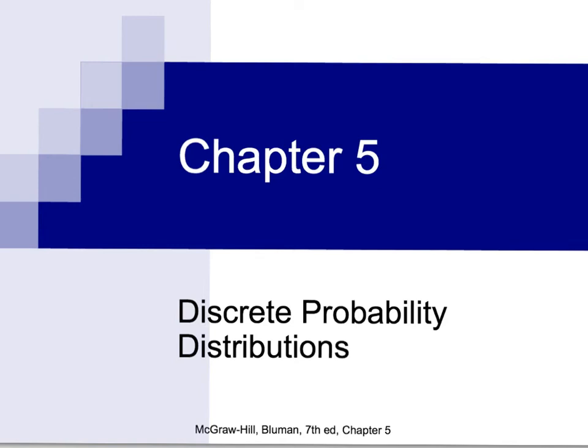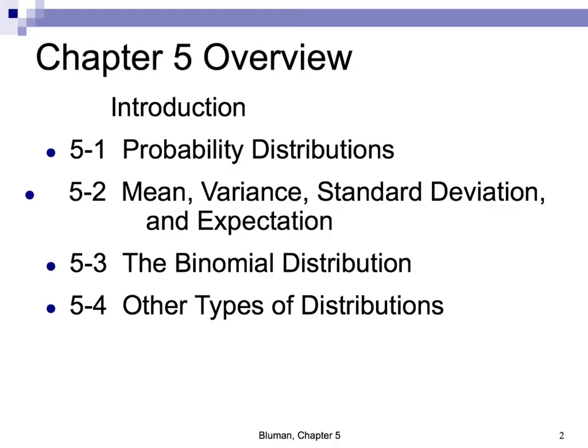Okay, chapter 5 is on discrete probability distributions. This first slide, here's all the sections that we'll cover. The first one is just probability distributions. Then we're going to do a new way to find mean, variance, standard deviation, and expectation for a specific type of distribution. We're also going to look at the binomial distribution, and then there's 3 other types of distributions.